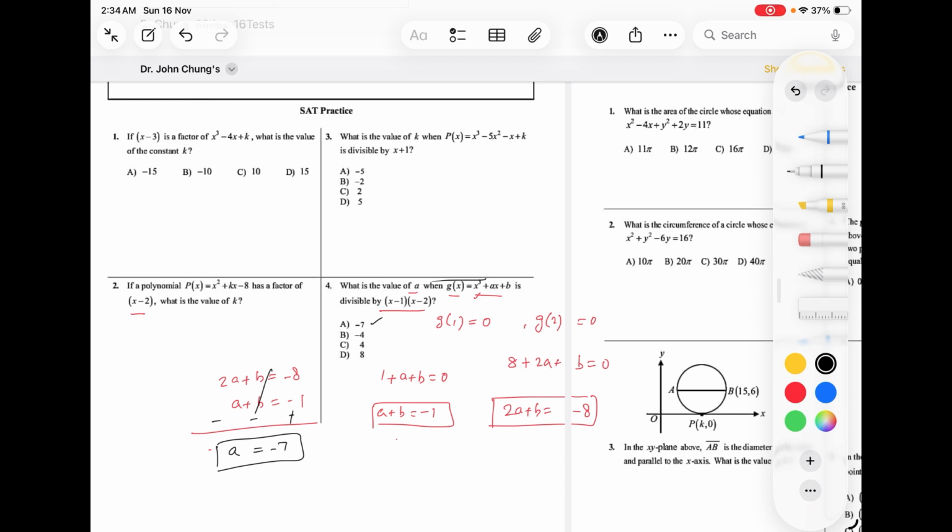So my dear students, I hope you have understood this concept of factor theorem. It's a very important topic. One question is certain in the SAT exam.